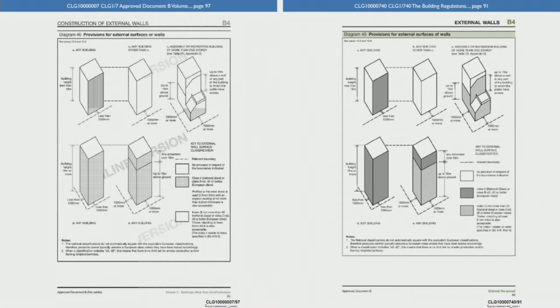Now, when you had your conversation with Sarah Colwell, did you examine diagram 40 and notice that the title of diagram 40, as it had stood before the amendment, was provisions for external surfaces of walls, but in the 2006 amendment had turned into provisions for external surfaces or walls. Did you notice that at the time? I don't recall noticing that at the time, no. Did anybody bring the fact of that change to your attention, even if you didn't read it yourself on the page? No. Do you remember having any discussion about that change with anybody at the department or within the RE? No, I don't.